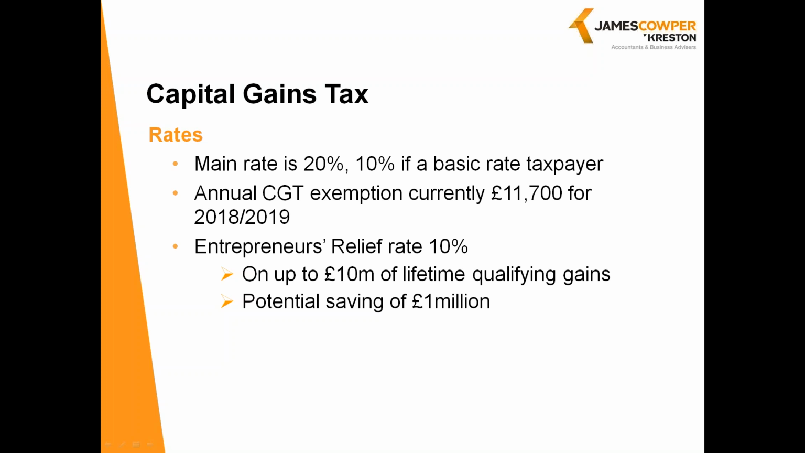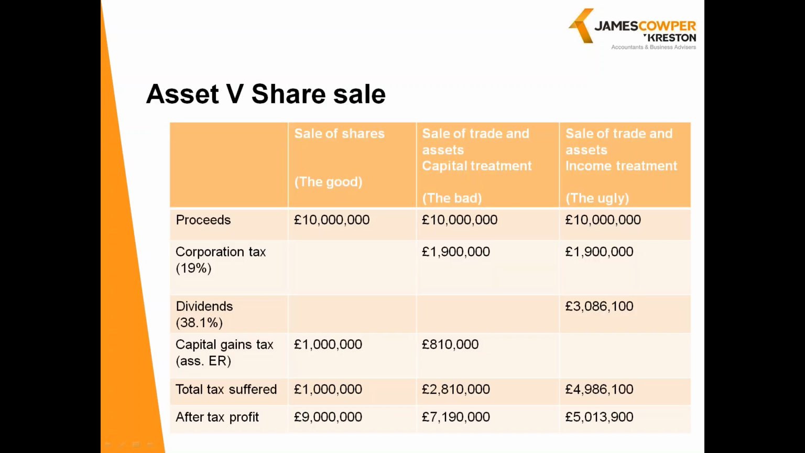For companies that sell the trading assets of a business, rather than the shareholders selling the shares, there are typically chargeable gains that are chargeable to corporation tax, which is currently 19% and due to fall to 17% in 2020, which I'll talk through in an example later.